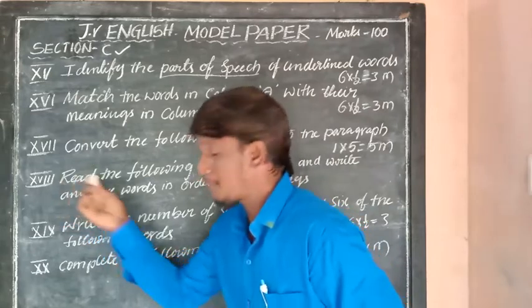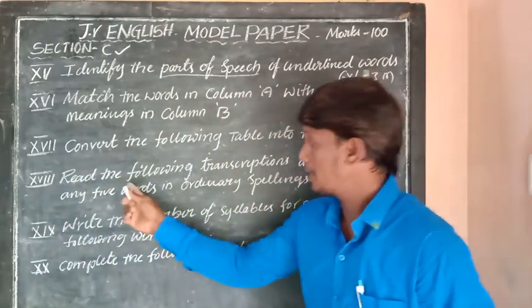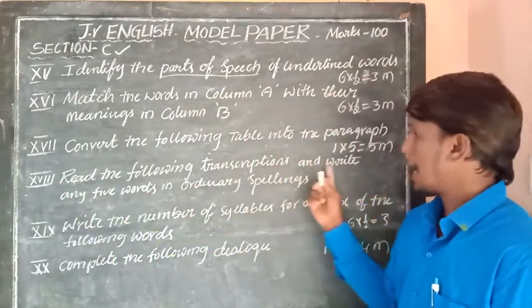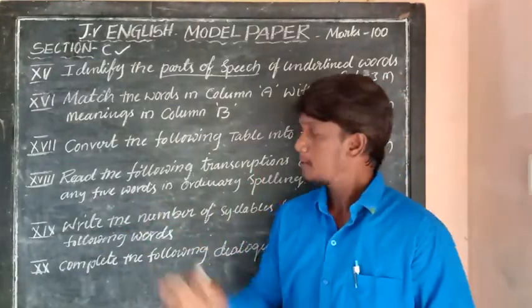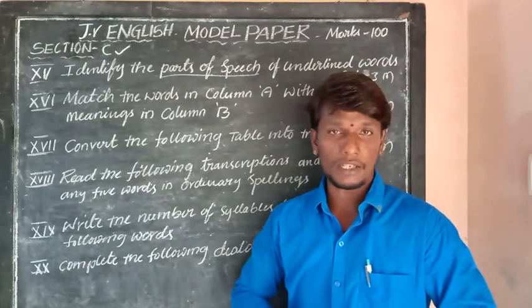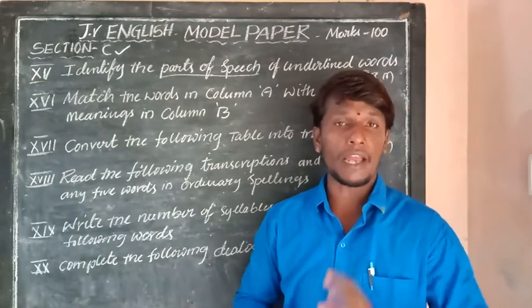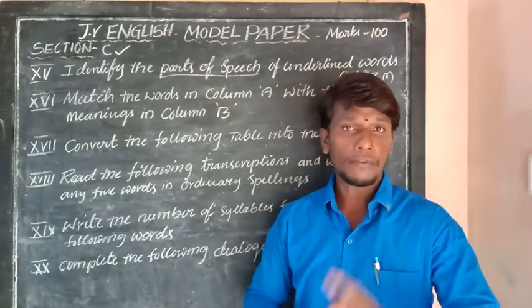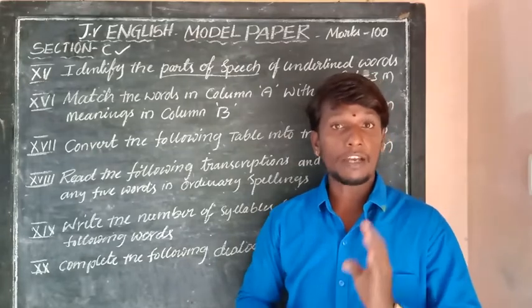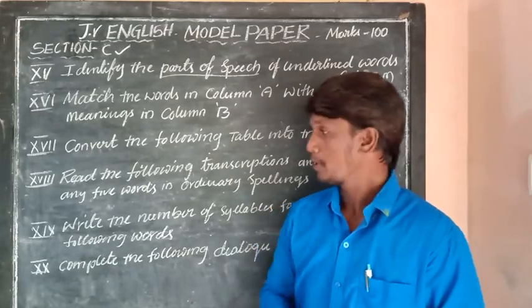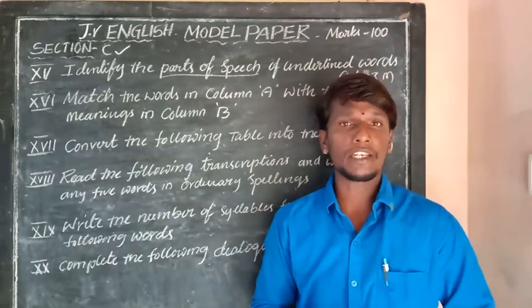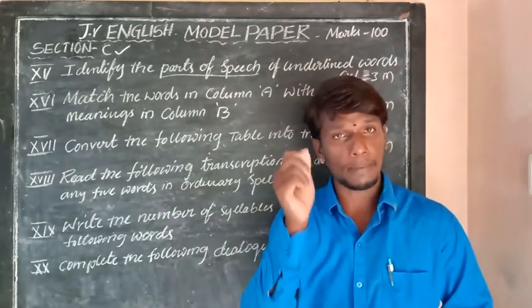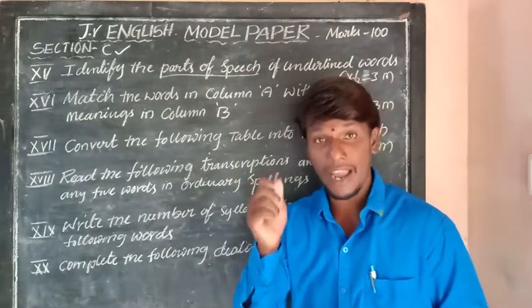Now Roman number 18 is: read the following transcriptions and write the 5 words in ordinary spellings. So this is phonetic transcription, a phonetic language with 44 letters and 44 sounds. Some phonetic transcriptions will be given, and you need to identify what exactly the spelling of that particular phonetic transcription is in English.